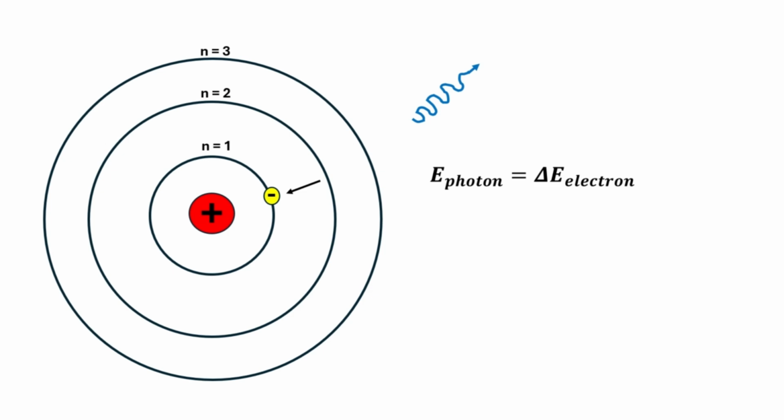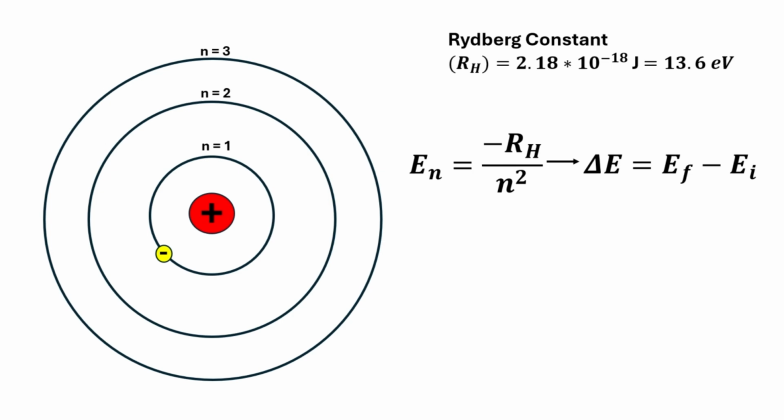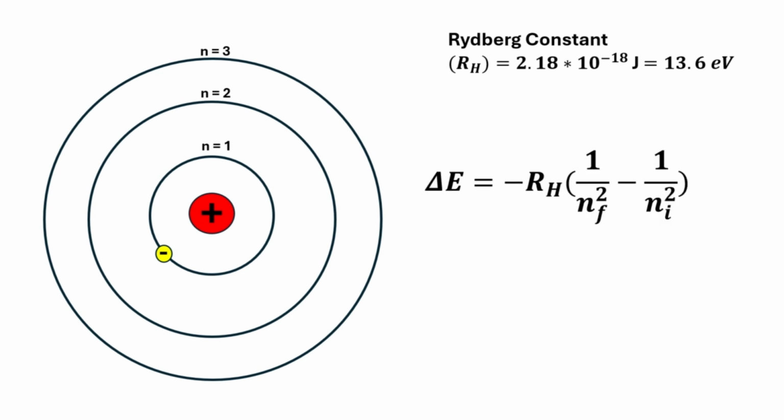As per the law of conservation of energy, the photon must have energy equal to the change in energy of the electron. So going back to the equations for energy levels, the difference in energy is the final energy level of the electron minus the starting energy level. Or, this simplifies to the difference in energy is the negative Rydberg constant multiplied by 1 divided by the final energy level squared minus 1 divided by the initial energy level squared. And since the photon is, well, a photon, we know its energy is equal to Planck's constant times the frequency, or Planck's constant times the speed of light divided by the wavelength.